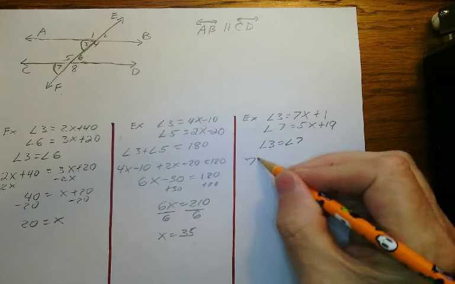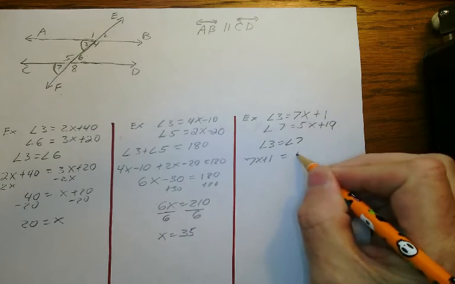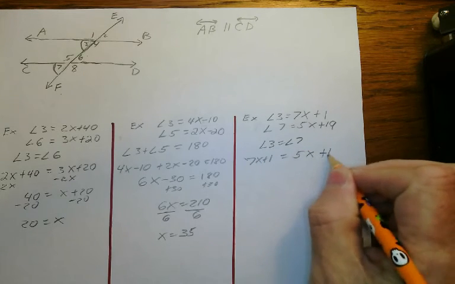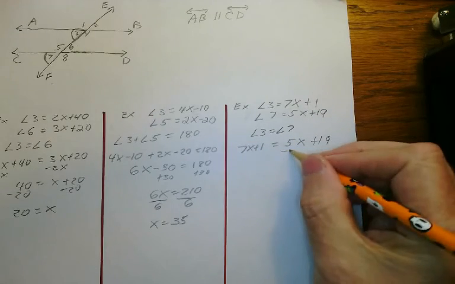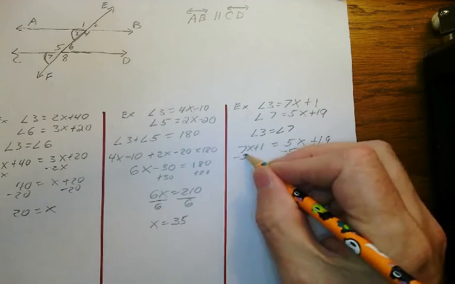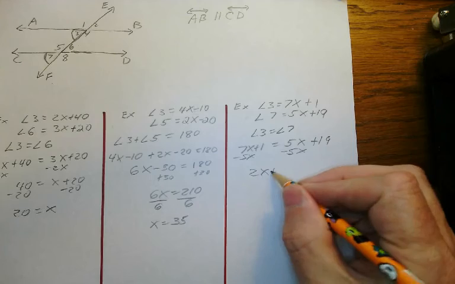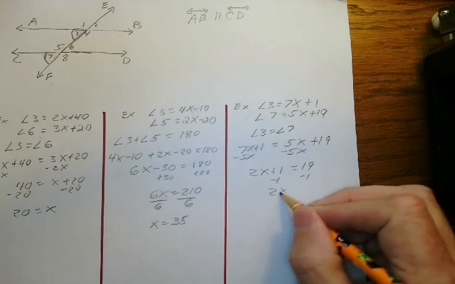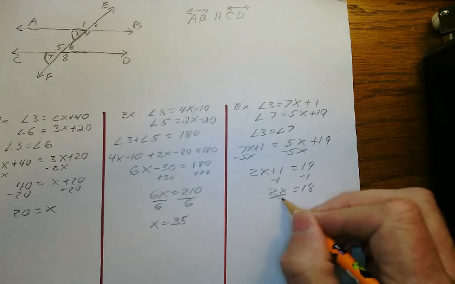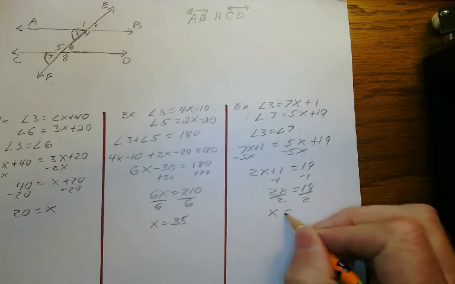So it's 7x plus 1 is equal to 5x plus 19. Let's start by moving the smaller variable, which is the 5x. 2x plus 1 is 19. Subtract 1, 2x is 18. Divide by 2, x is 9.